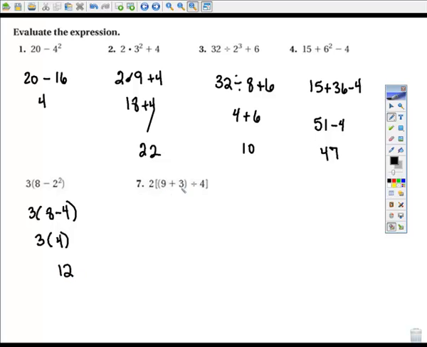Here we have a couple sets of grouping symbols, so we'll work within the innermost grouping symbols first. So we have 2 times 9 plus 3, which is 12, divided by 4. And now we'll work within our brackets. I'm going to just change the bracket to a parenthesis now that I don't have 2 sets of grouping symbols. 12 divided by 4 is 3, and 2 times 3 is 6.